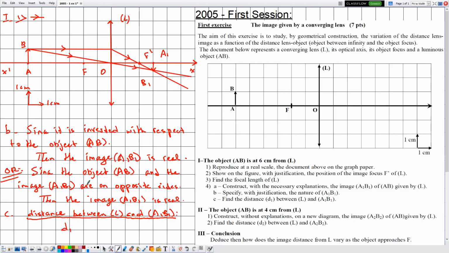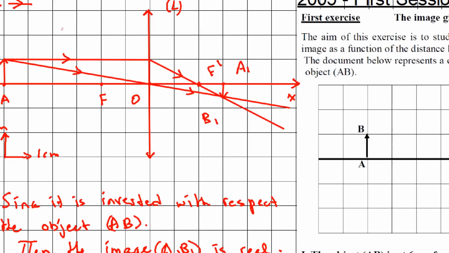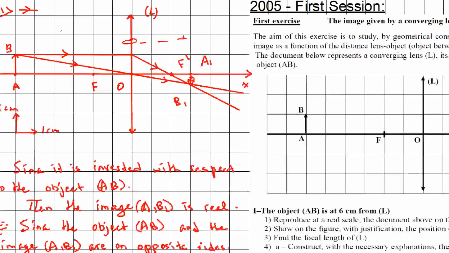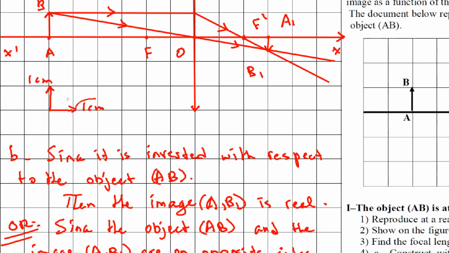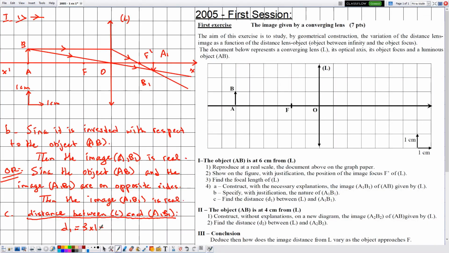So D1, which is the distance between the lens and the image A1, B1, consists of 3 divisions. And we multiply by the scale along which you have counted the number of divisions, which is the scale along the x-axis. This will give us 3. Since the scale is in centimeters, then the value of D1 will be in centimeters. So D1 is equal to 3 centimeters. Let me write down this value here. So this is it for part 1 of this exercise.